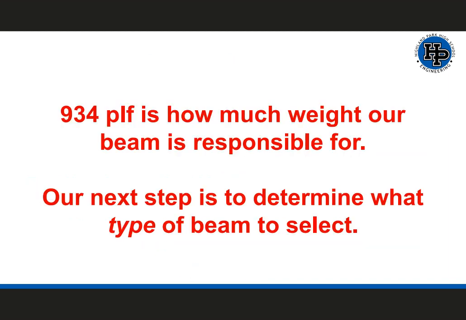So all of that work has gotten us to this point of finding out that our beam is responsible for carrying 934 pounds per linear foot. Our next step is to figure out what type of beam to select, and this is where you're going to be looking at a table to figure out the different types of beams that you can use in this project. So I'm going to hand you off to the next tutorial, and that's going to show you how to look at the table to select a proper beam for your project.